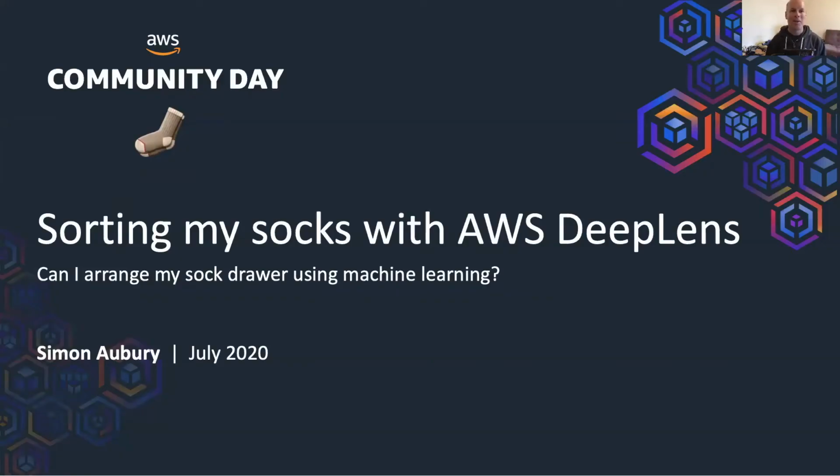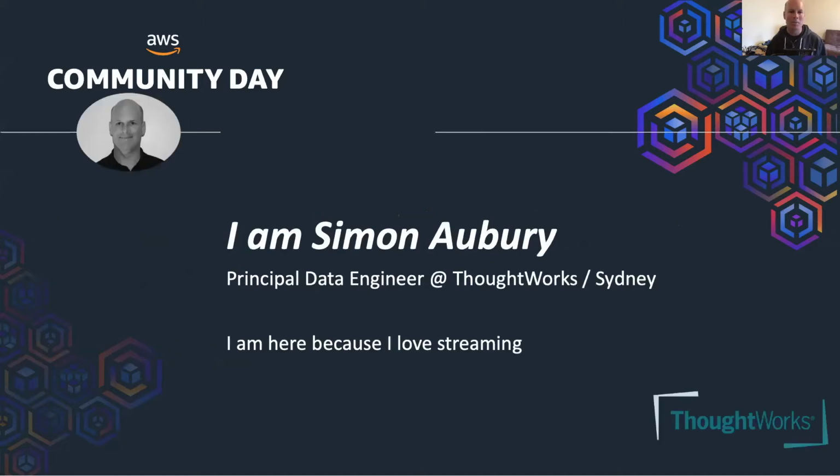So today I'm sharing a project, how to sort my socks with an AWS DeepLens, answering that age-old question of, can I arrange my sock drawer using machine learning? So I'm Simon Aubury. I'm a principal data engineer at ThoughtWorks in Sydney, Australia. I'm here because I love technology and love playing with gadgets. And generally my day job involves building event-driven systems using combinations of IoT and event-driven architecture.